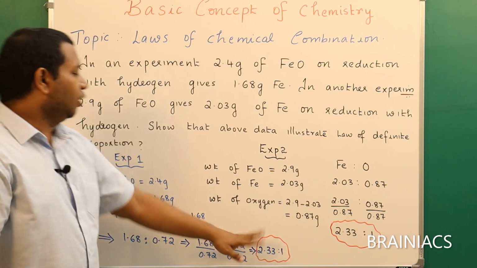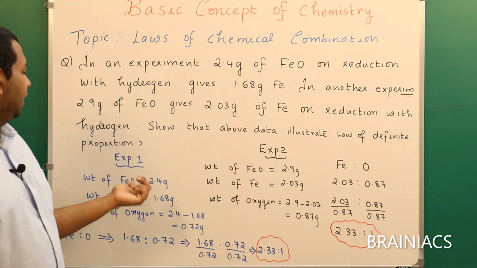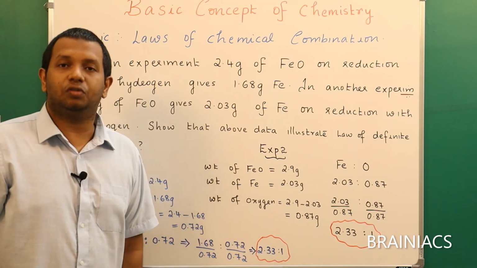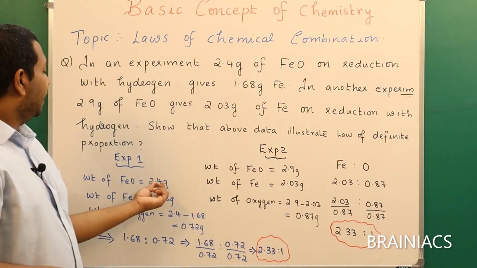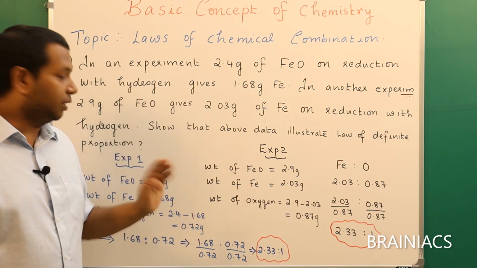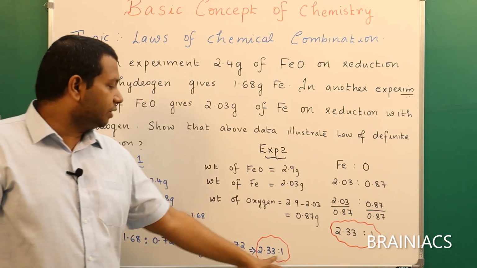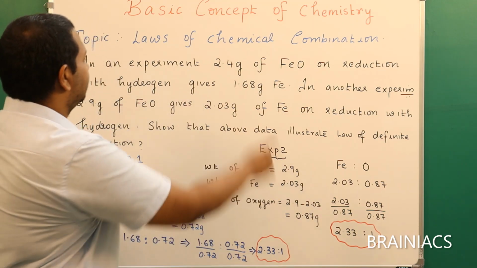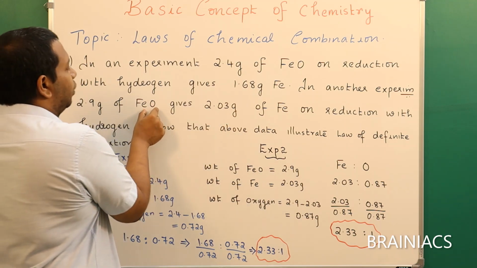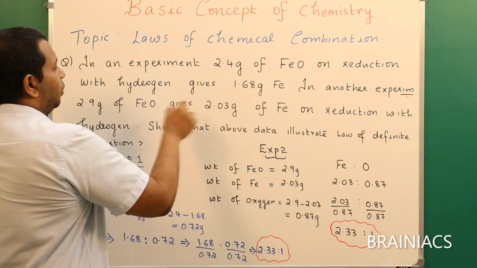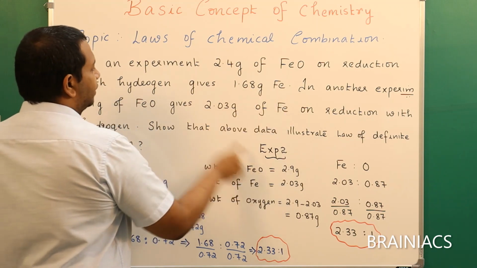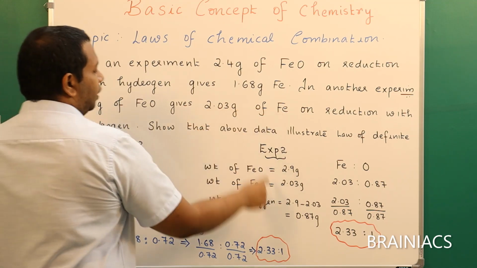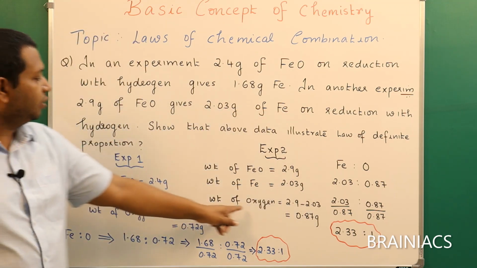Okay, so we have understood that if you take 2.4 gram of iron oxide, the ratio of iron to oxygen is 2.33 is to 1. Now I need to prove that whatever the mass, this iron to oxygen ratio should always remain 2.33 is to 1. For that, in the next experiment also iron oxide is reduced with hydrogen and you obtain iron. The weight of iron oxide taken initially is 2.9 gram, and the weight of iron obtained is 2.03 gram. And what is the weight of oxygen?